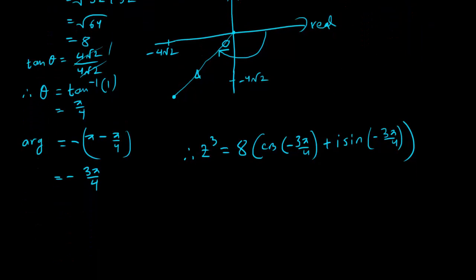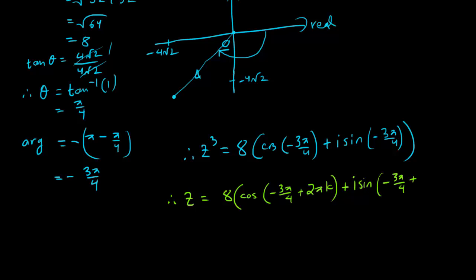The next step is to write z and send this 3 to the other side as 1 by 3, but we have to write down the arbitrary angle, the complete revolution. So this is going to be cos of minus 3 pi by 4 plus 2 pi k plus i sine of minus 3 pi by 4 plus 2 pi k, and the whole thing would have a power of 1 by 3. So it turns out to be 8 to the power 1 by 3, and this is going to be cos. So by de Moivre's theorem we can write this as n.